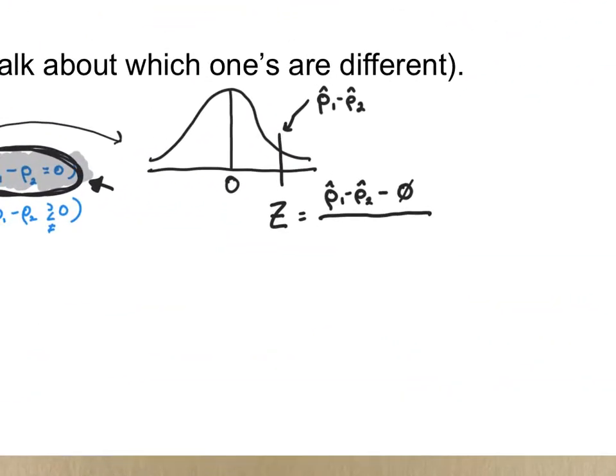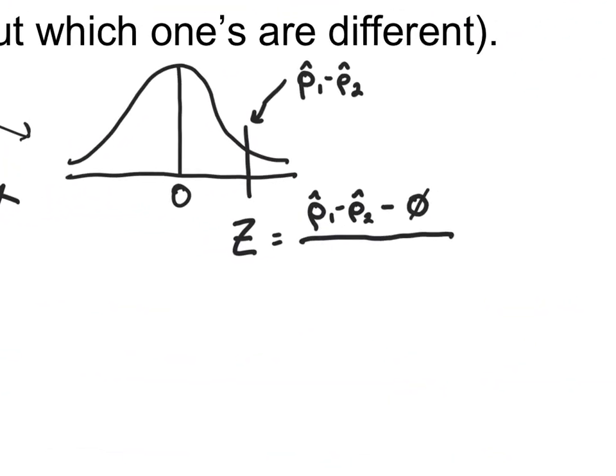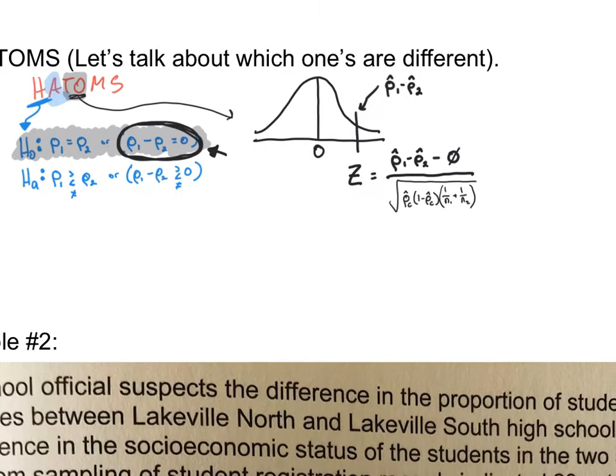So what does the bottom of that formula look like? It is the square root of the P hat combined times the 1 minus P hat combined times 1 over N1 plus 1 over N2. I guess there's a parenthesis there on that. Okay, so there you go. There it is.